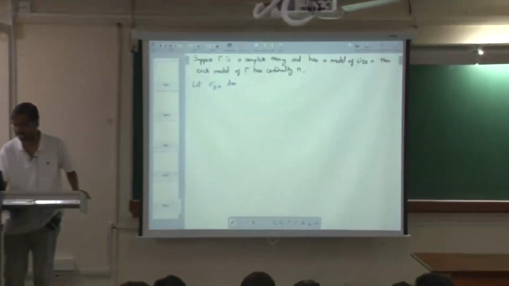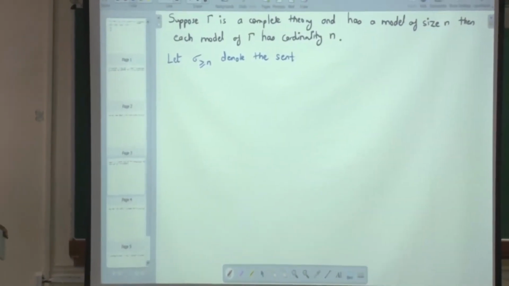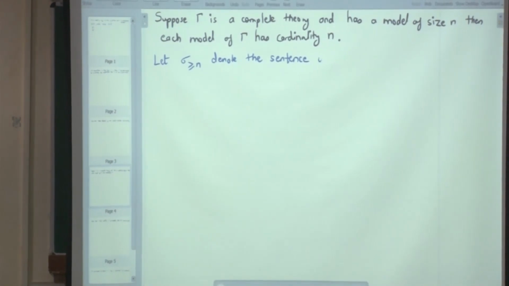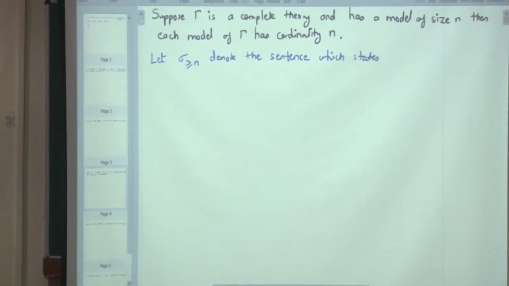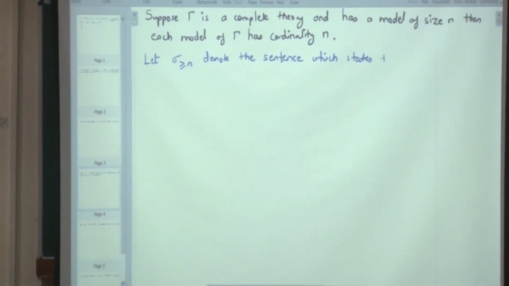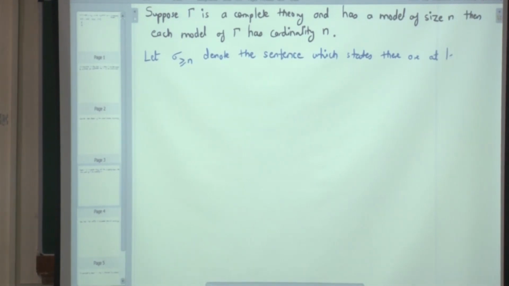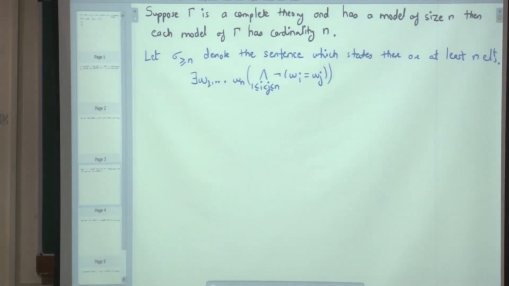So once you know how to express that, then let sigma bigger equal n denote the sentence which states that, we have done this in the last tutorial, yeah, which states that there are at least n elements. Does anybody remember the sentence itself? There exist W1, W2 up to Wn such that none of them are equal. This is a finite conjunction, so we just write this.